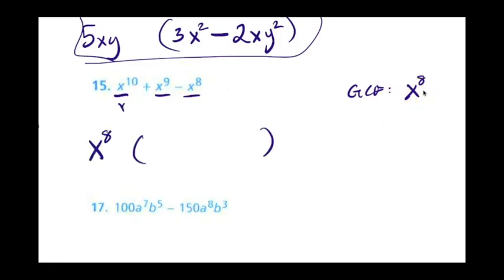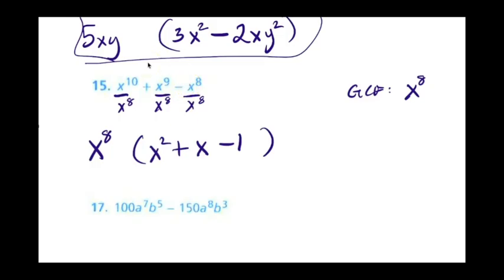We're going to divide all these by x⁸. You had 10 x's, you're taking 8 away. There should only be 2 left. You had 9 x's, you took 8 away. There should only be 1 left. And then here, a lot of people put 0. Remember, you're dividing. x⁸ divided by x⁸ is a 1. You had 8 and you took 8 away, you're still dividing, so you get 1.